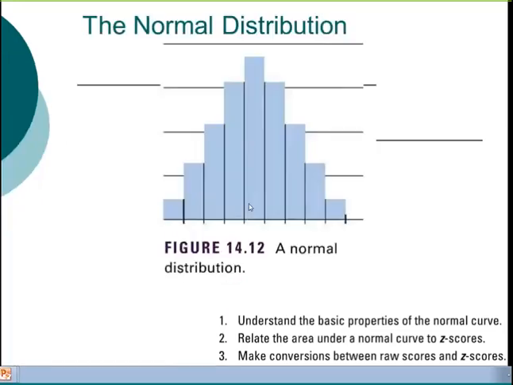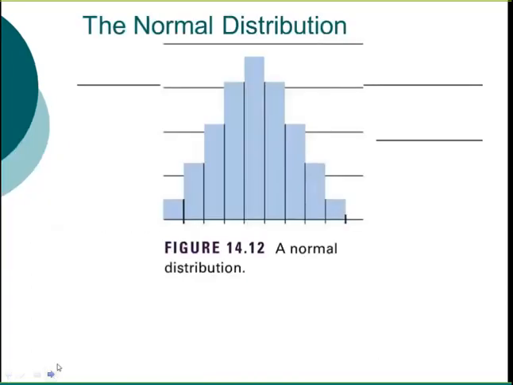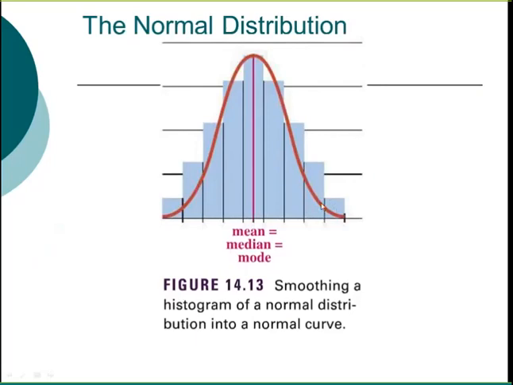All right, class, in this lesson we're going to take a look at the normal distribution, which is section 14.4. And here is the normal distribution, or you maybe heard of it as a normal curve. This is a histogram showing a normal distribution. Here is the curve that's going through there. Smoothing the histogram out gives us what we call the normal distribution.